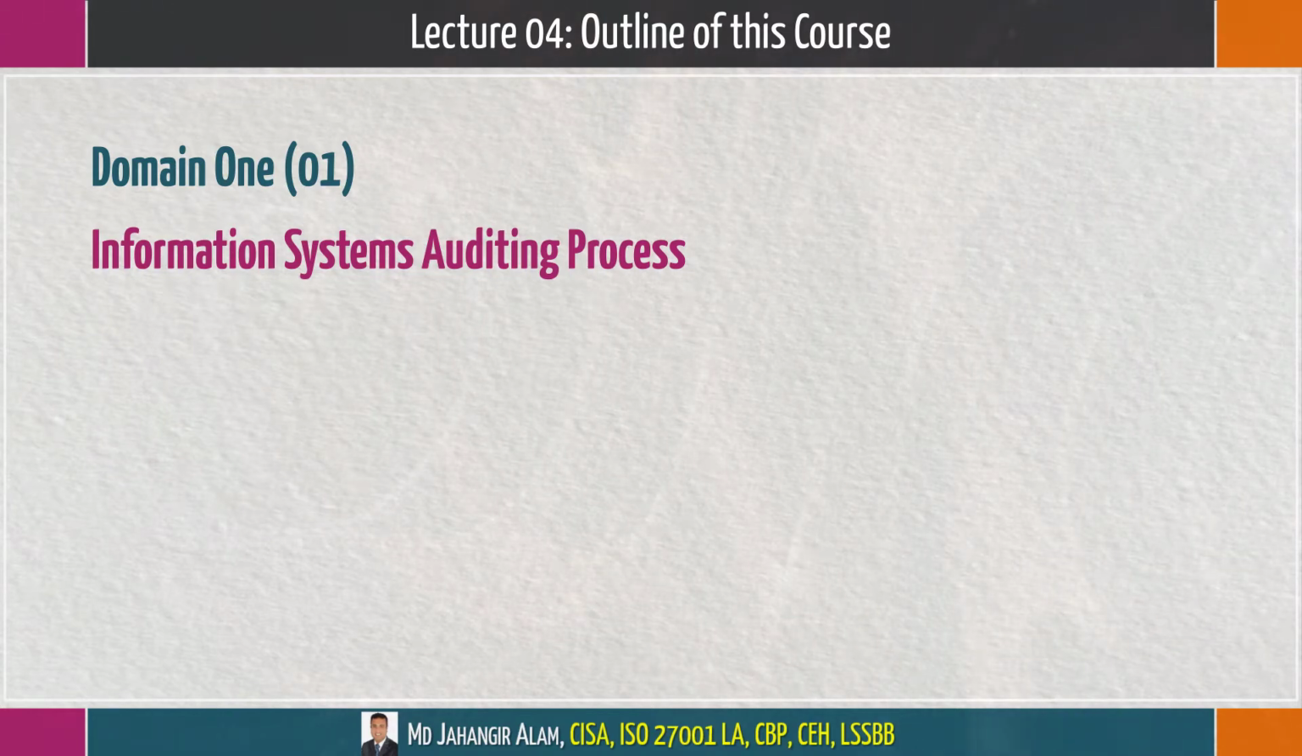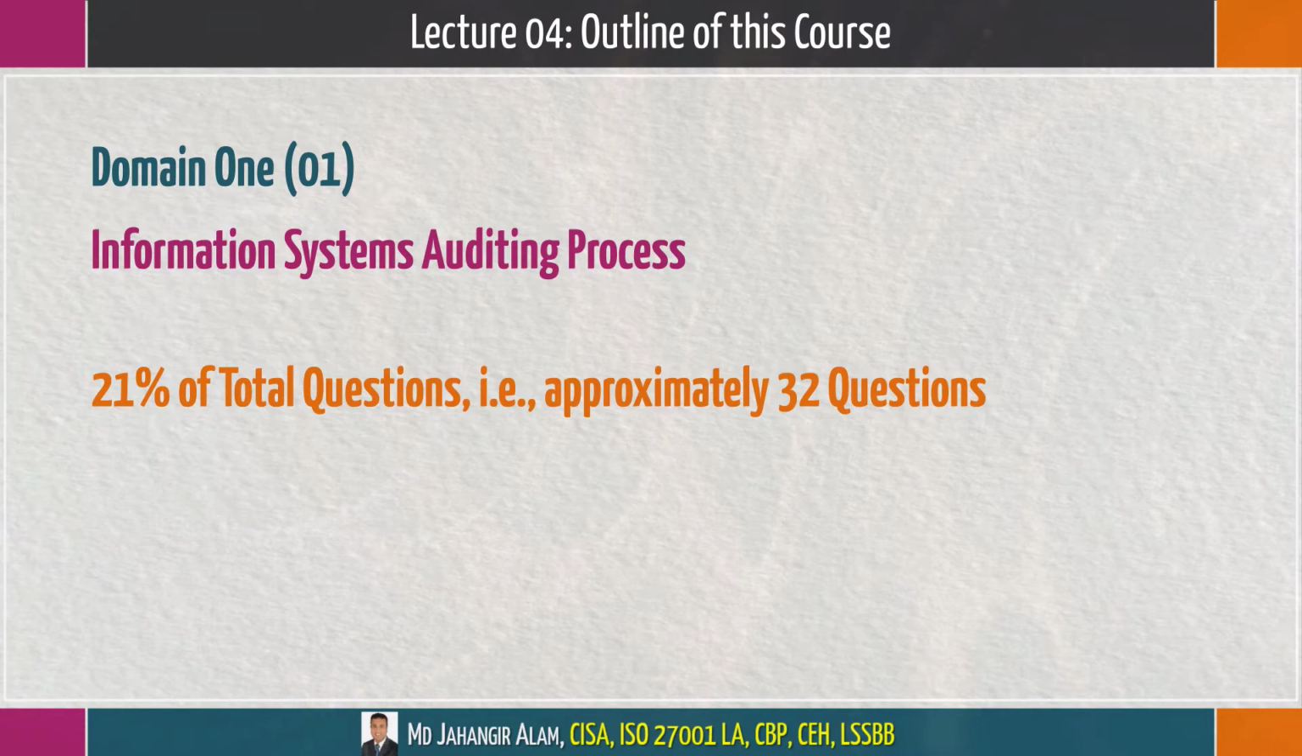In the CISA exam, Domain 1 represents 21% of the total questions, meaning you'll get approximately 32 questions from this domain in the exam.